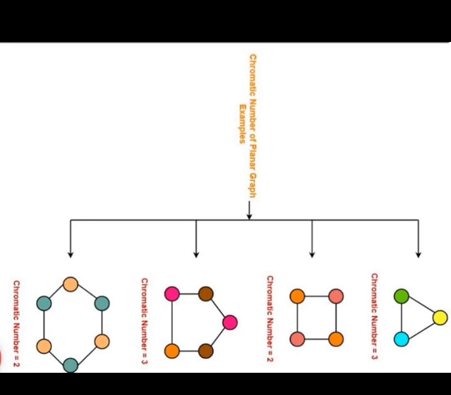Chromatic number of planar graphs, these are examples. The first graph is a triangular graph and the chromatic number for this graph is 3. The second graph is a square graph. These are all planar graphs. The second has chromatic number 2, the third has chromatic number 3, and the fourth has chromatic number 2 assigned to the graph.